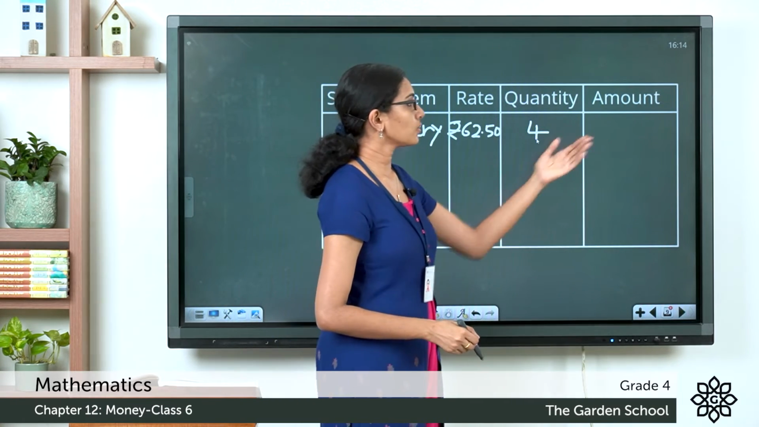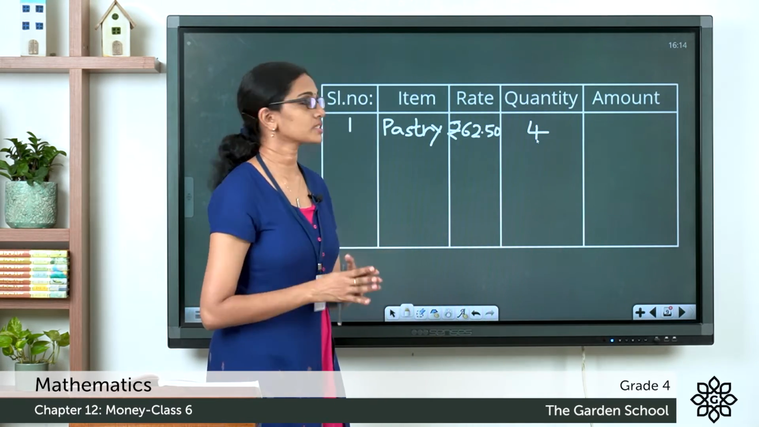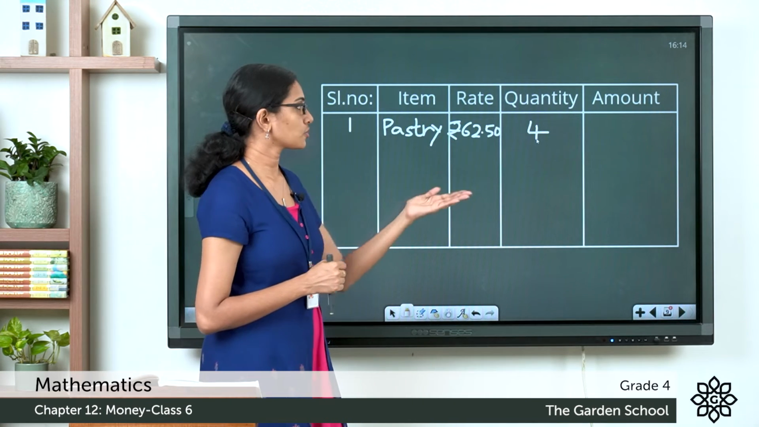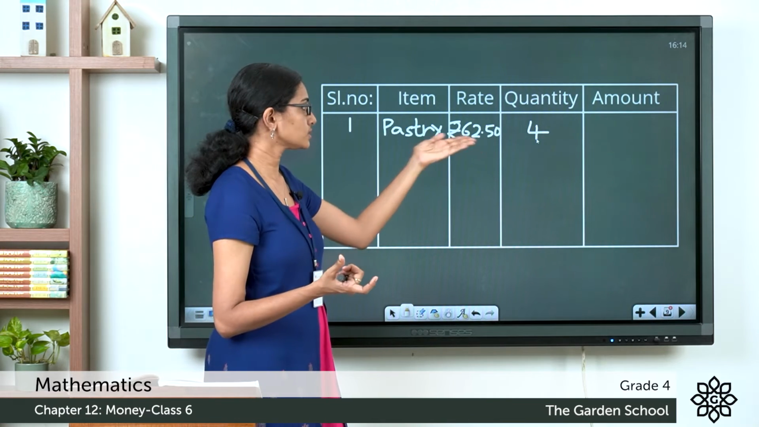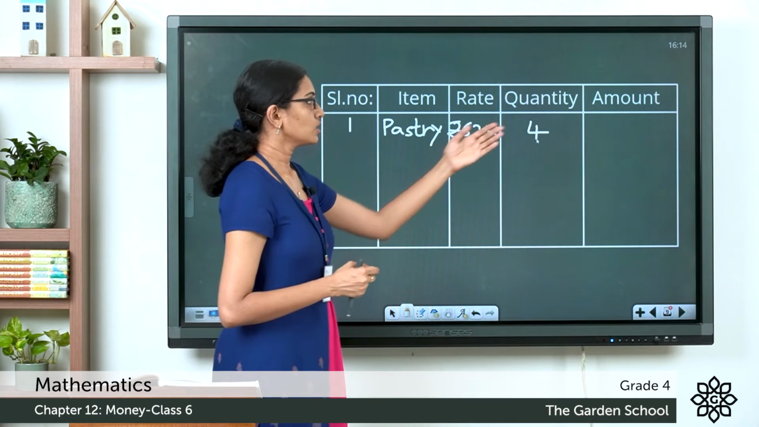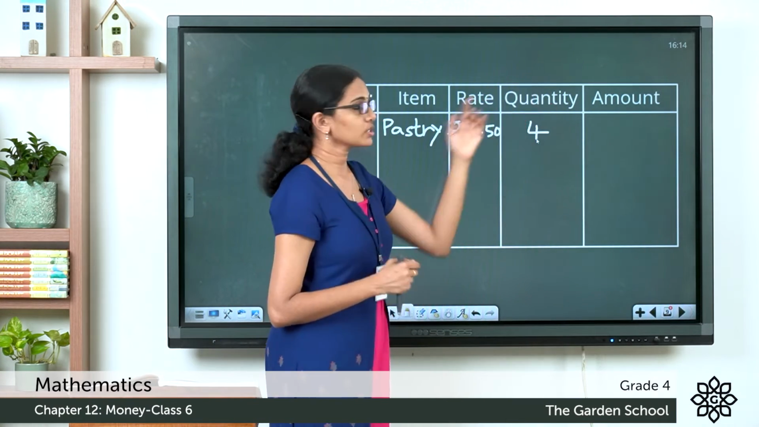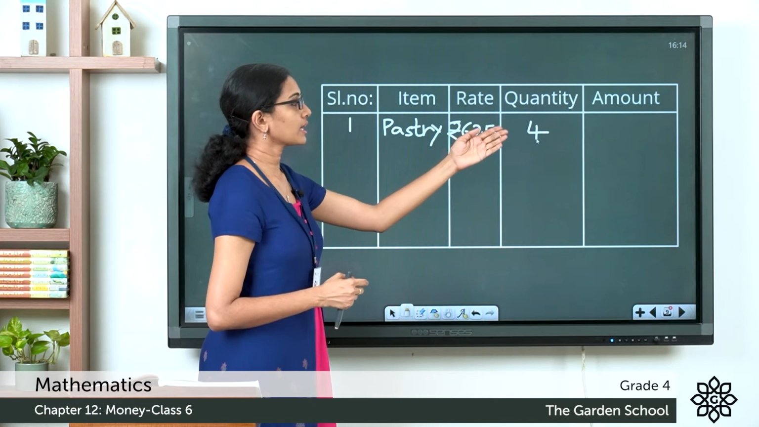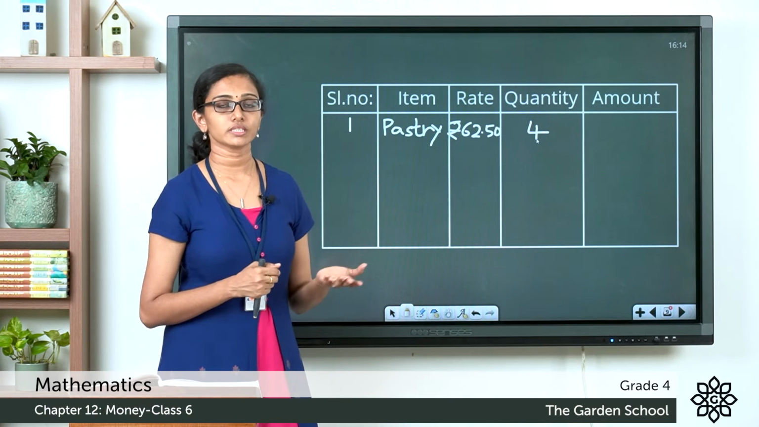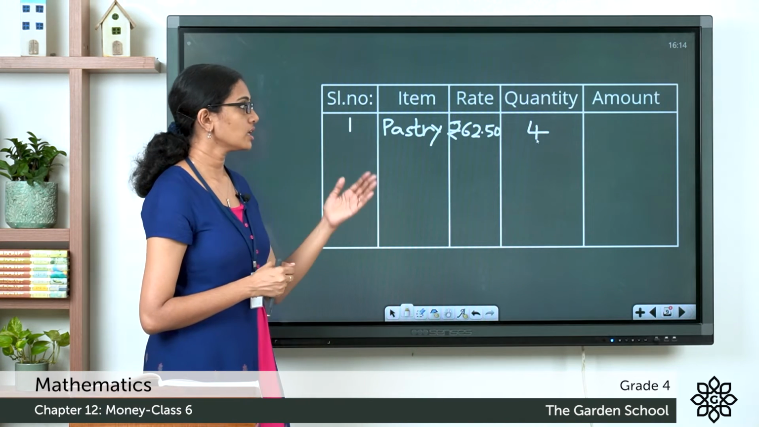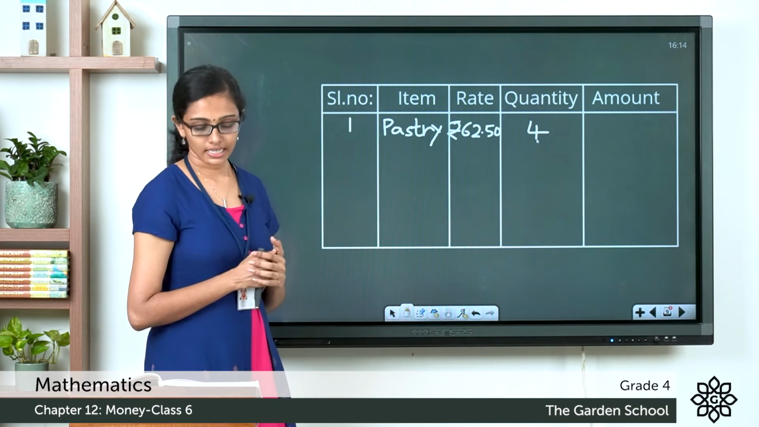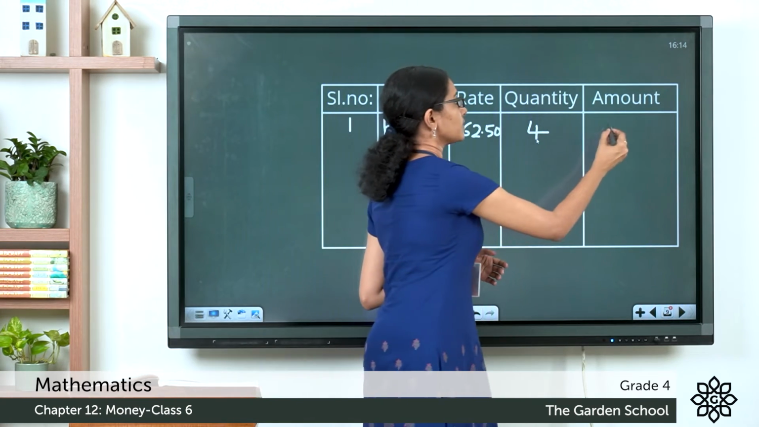Then in the amount column we have to find out what is the cost of 4 units of pastry, and each unit of pastry costs 62 rupee 50 paise. So the amount will be the rate per item into quantity. So that will be equal to 62 rupee 50 paise into 4. How much is that? You can do the multiplication. You'll find that the cost of 4 units of pastry is equal to 250 rupee.